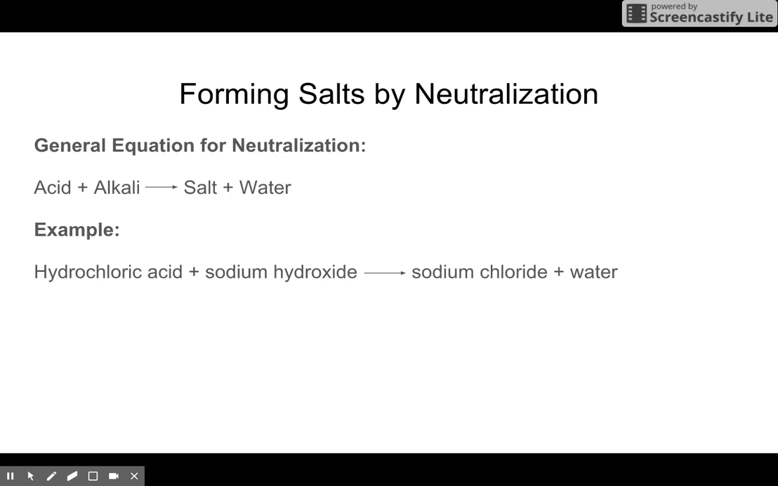Some metal oxides are not soluble in water, for example, iron oxide and copper oxide. So they don't form alkalis, but they can still react with acids to form salts. For example, copper oxide and sulfuric acid is going to give you copper sulfate and water.